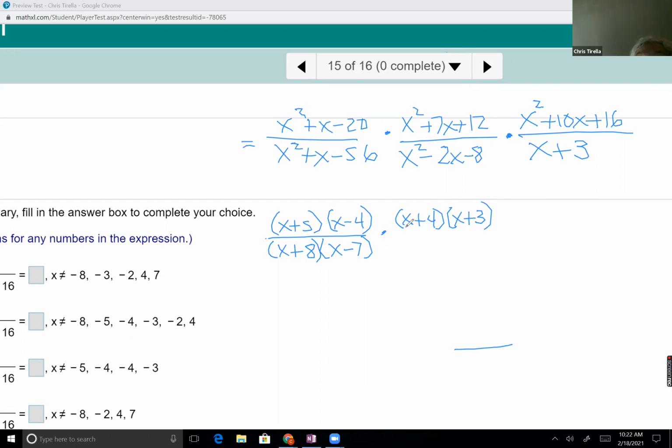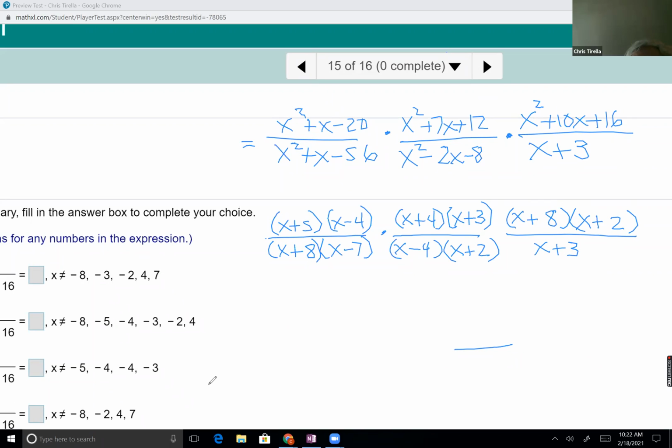Because 12 is 4 times 3, which gives me 7. Next one, the signs are different. I think if I go minus 4 plus 2, it'll give me the -8 and the -2 in the middle. Next one, x squared is x times x. 16, if I take 8 and 2 with the same signs, it'll give me the 10 in the middle. And then x plus 3.